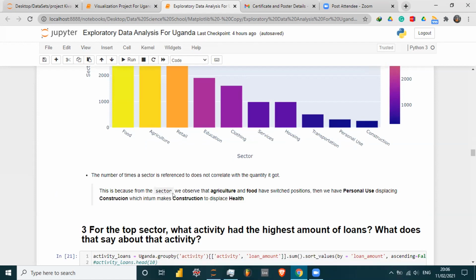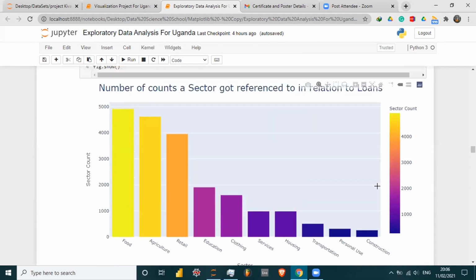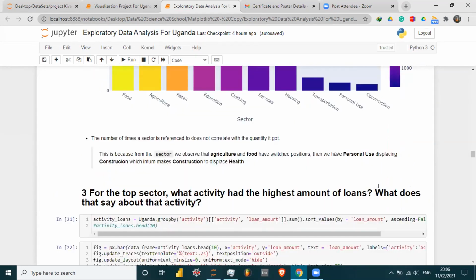This is because we observe that agriculture and food have switched position. Then we have personal use displacing construction, which in turn makes construction displace health. So the number of times a sector is referenced does not relate to the number of times it took loans.